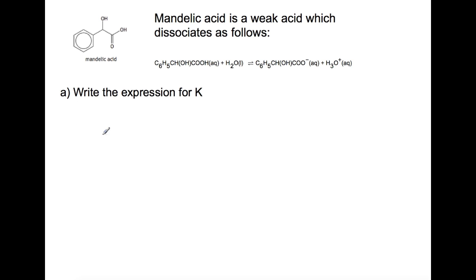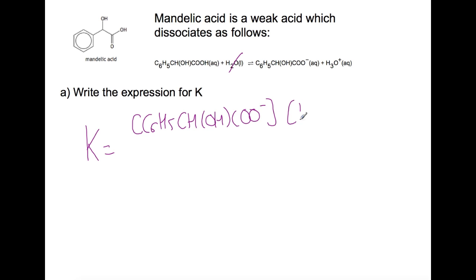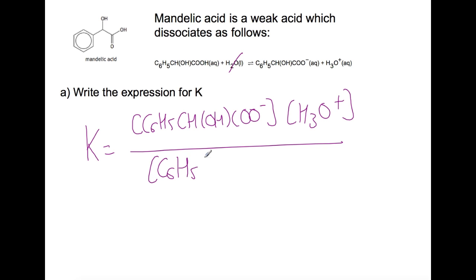So another question where we're being asked to write the expression for K. We have a liquid, so we can cancel that one out. So we just take our products and divide by the reactants. So we have C6H5CHOHCOO- multiplied by H3O+, all divided by the mandelic acid, so there's your expression for K. The same as writing it for any of your reversible reactions.